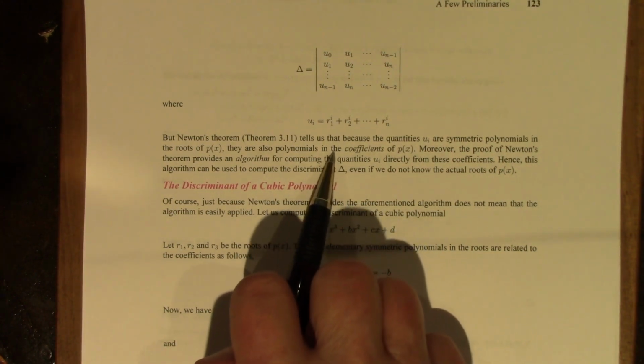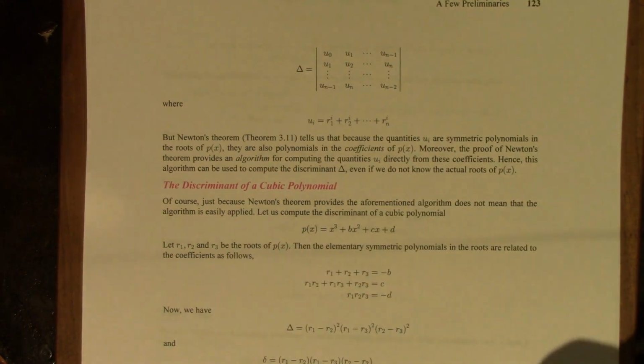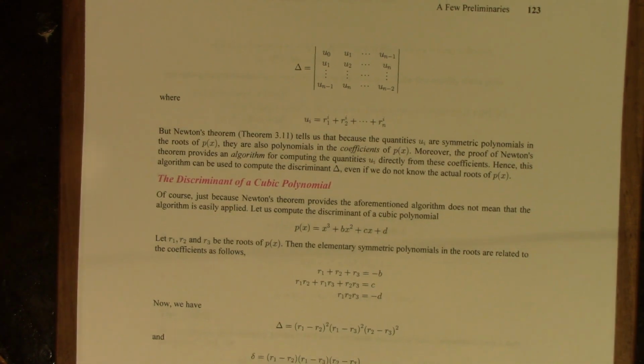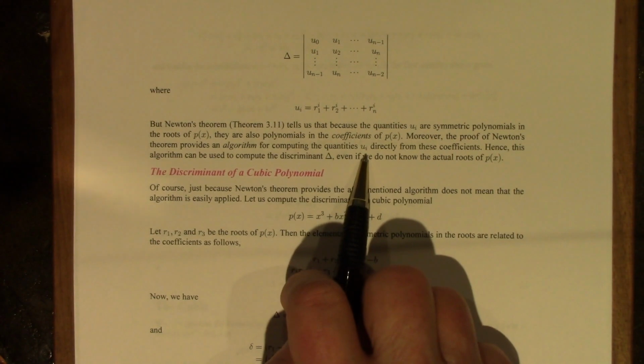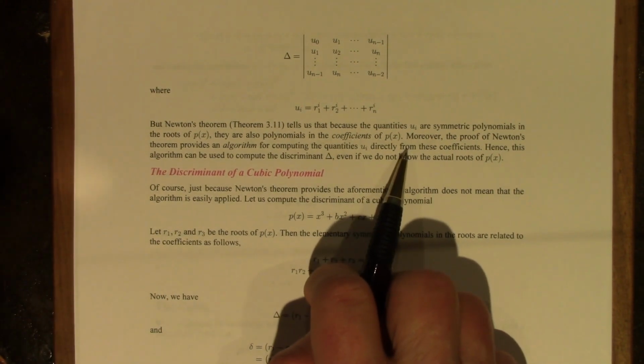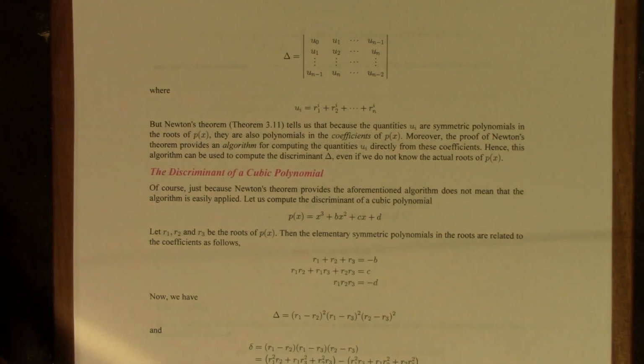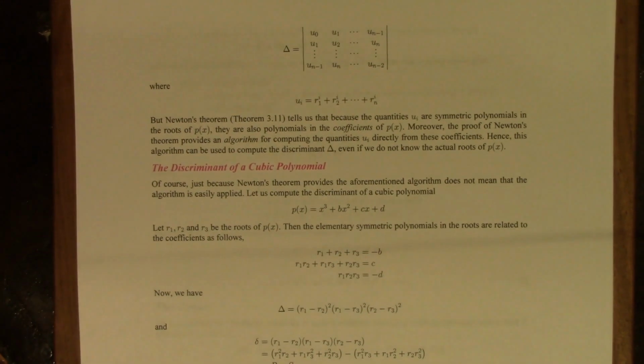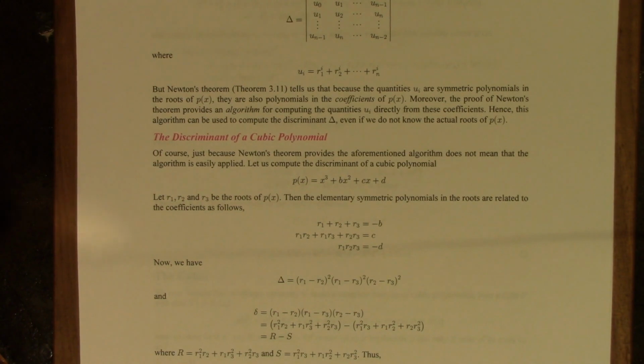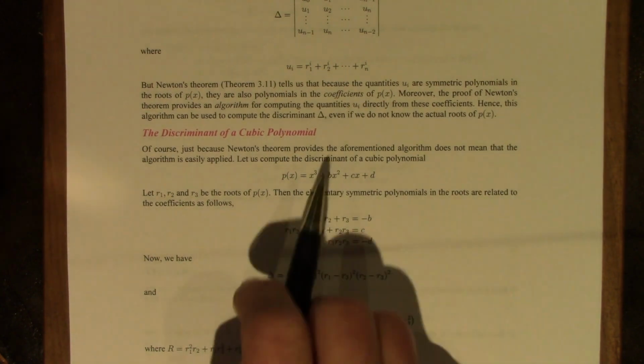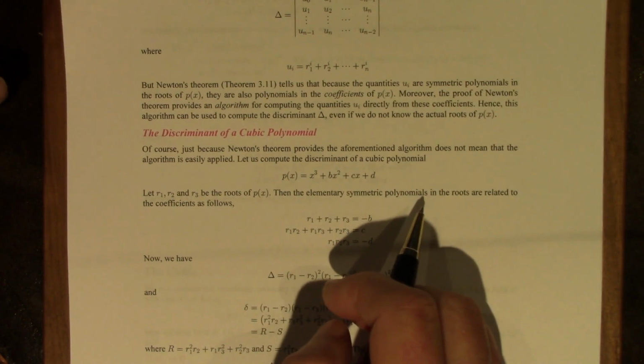So Newton's theorem tells us that because these are symmetric in the roots, they're polynomials in the coefficients of p of x. In other words, they're polynomials in known quantities. And as we've discussed, Newton's theorem provides us with an algorithm for actually computing these quantities u sub i directly from the coefficients of the polynomial. So that's how we can get the discriminant even if we don't know the roots of the polynomial. Now, of course, just because Newton's theorem does provide the algorithm I just mentioned for computing the discriminant doesn't mean that that's easily done. So let's compute the discriminant of a cubic, and you'll see what I mean.